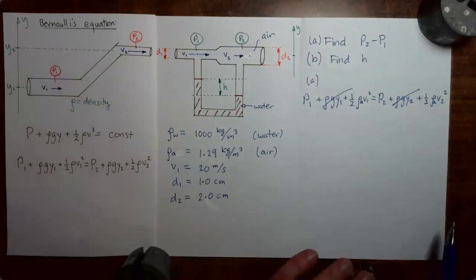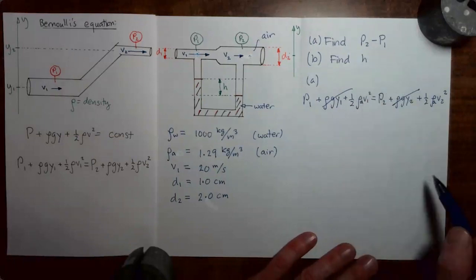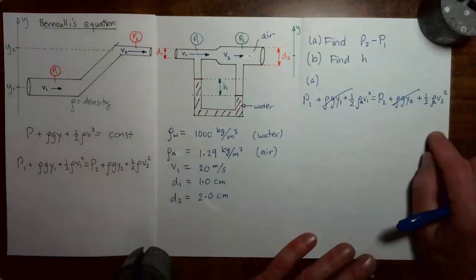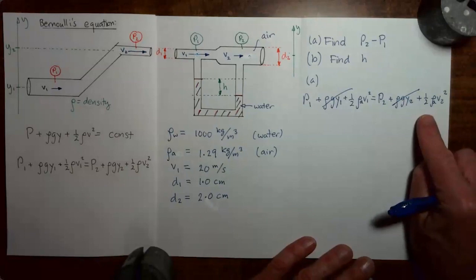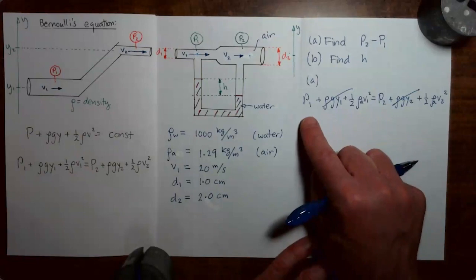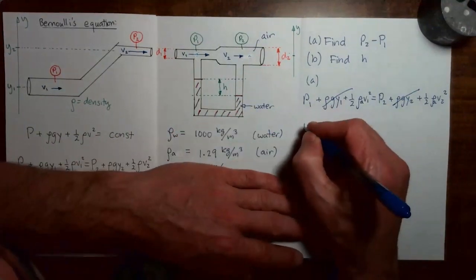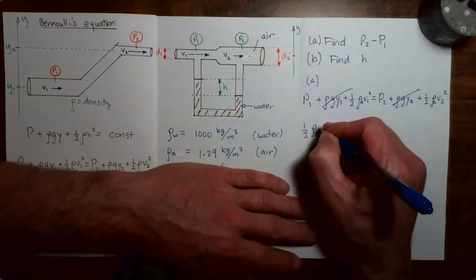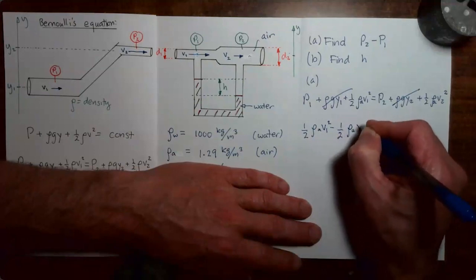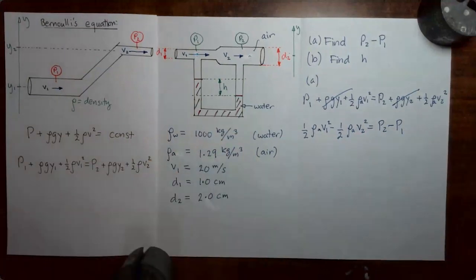So it looks like we are almost there. The problem is asking us to solve for P2 minus P1. So let's just rearrange to get P2 minus P1. I'm going to take this term here, 1/2 rho v2 squared, and put it on the left with a minus sign. Then take that P1, put it on the right with a minus sign, and I get 1/2 density air v1 squared minus 1/2 density air v2 squared equals P2 minus P1.